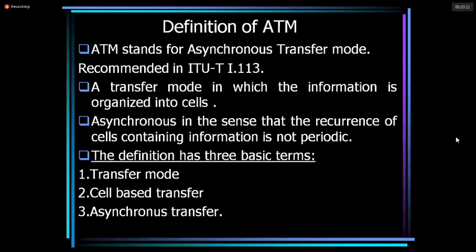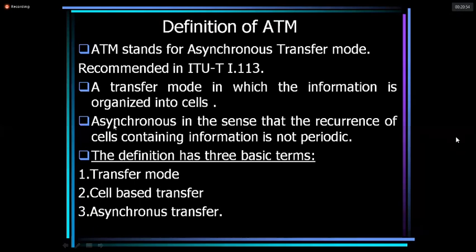So here, the ATM network is a fixed cell type of network. See, we have a packet, right? The packet can be variable in our TCP/IP model, depending on whether I go with Internet Protocol version 4 or version 6. Whereas in our ATM network, it is a fixed size network. What is that number? Later I'll come. So this is a transfer mode in which the information is organized into cells.